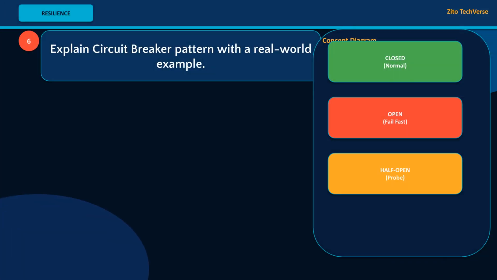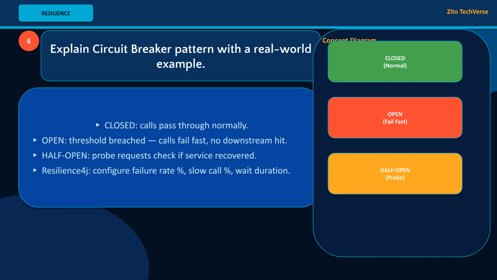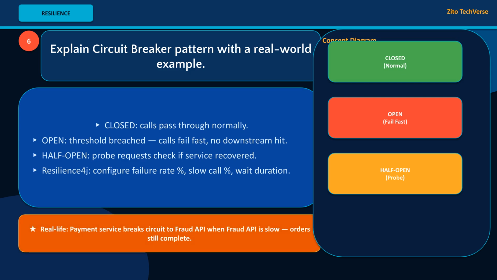Resilience is critical. The circuit breaker pattern prevents cascading failures. In a closed state, traffic flows normally. If failures spike, it opens, failing fast. A half-open state allows probe requests to check if the downstream service has recovered. Libraries like Resilience4J make this easy to implement.